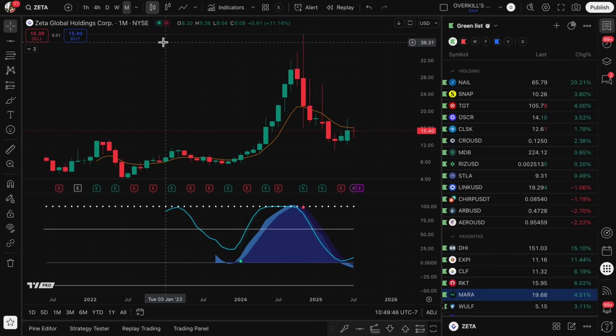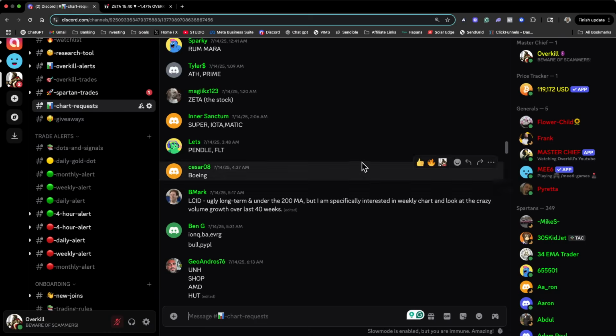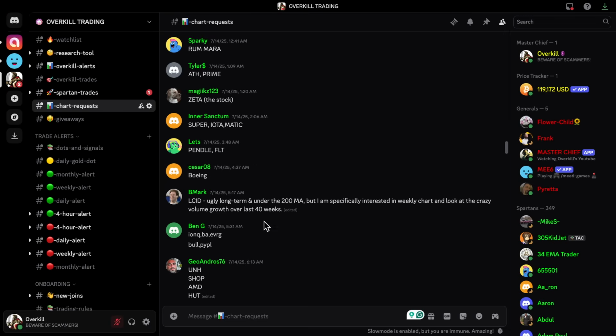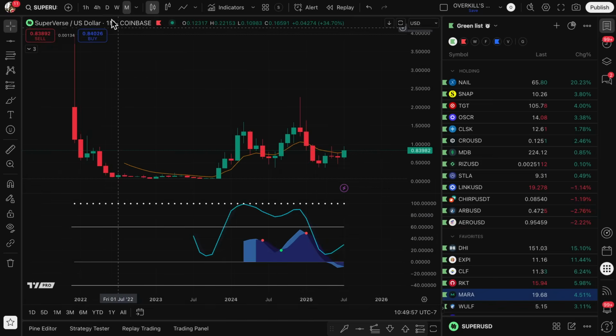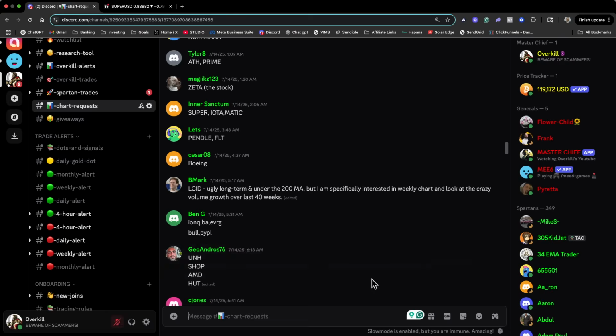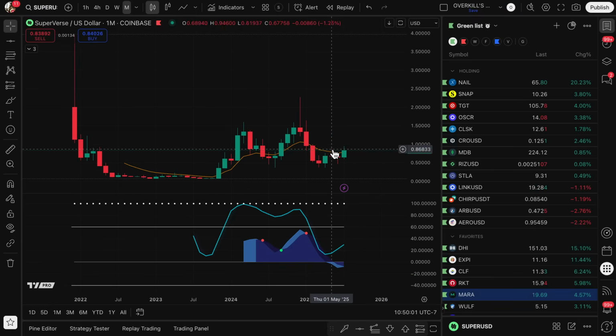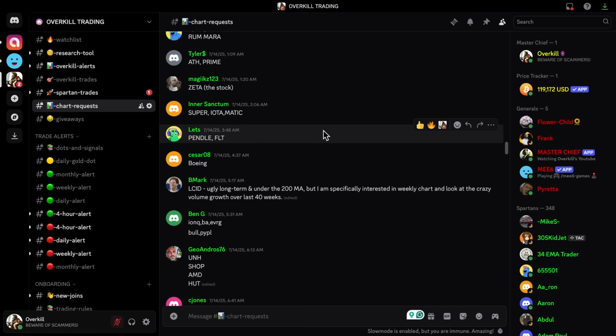But Zeta needs the monthly here. Needs the monthly. That one's trying to build a base right there at 12. We got Super. Super doesn't have the monthly yet, but that probably is going to come anytime, very, very shortly. So if you want to anticipate that, I think that one looks pretty good.